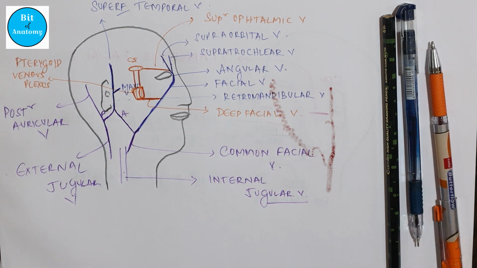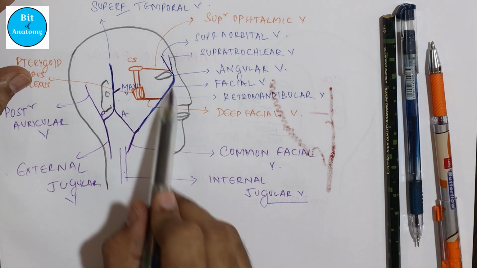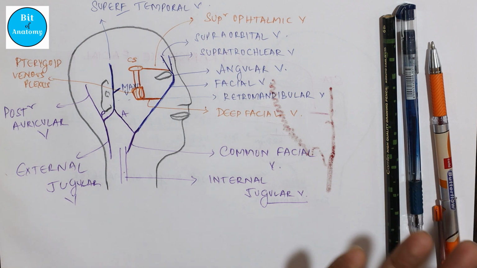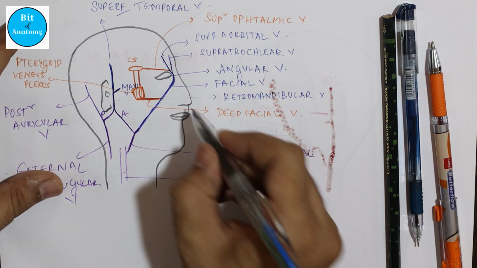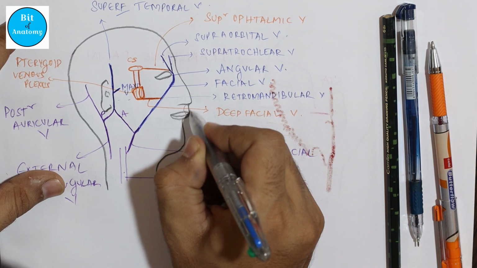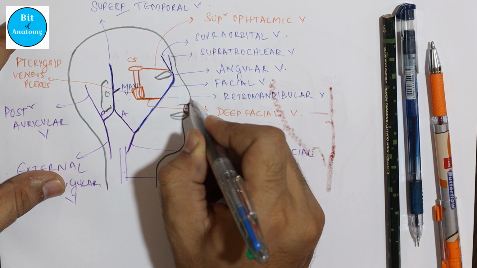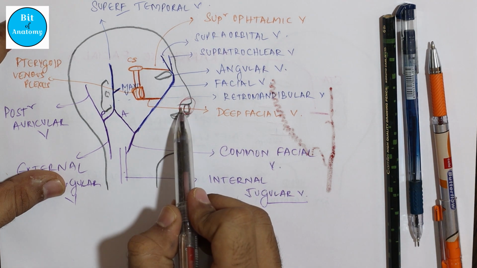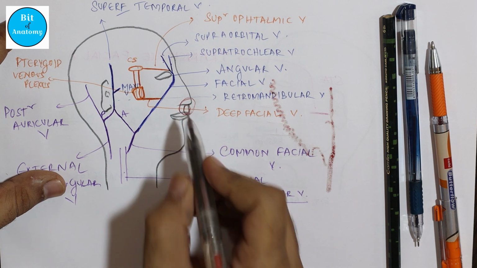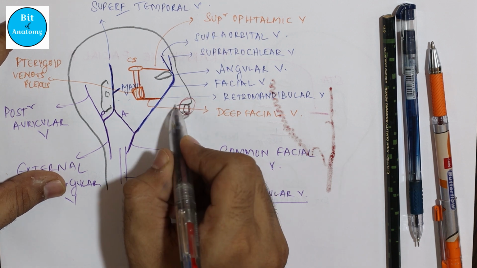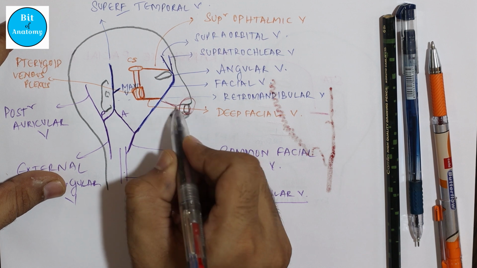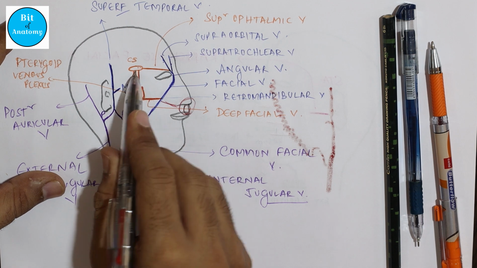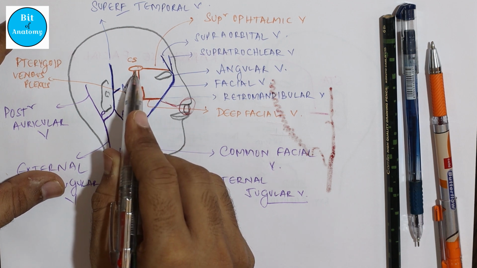So what is the importance of this? The importance of these communications between the facial vein and cavernous sinus is that the facial vein is wall-less in nature. If there is any infection, especially in the philtrum region, the upper lip and also part of the nose region, then during contraction of the muscles, the infected substance or bacteria might enter the facial vein, and through the facial vein it might lead to infection of the cavernous sinus, which is a little dangerous.